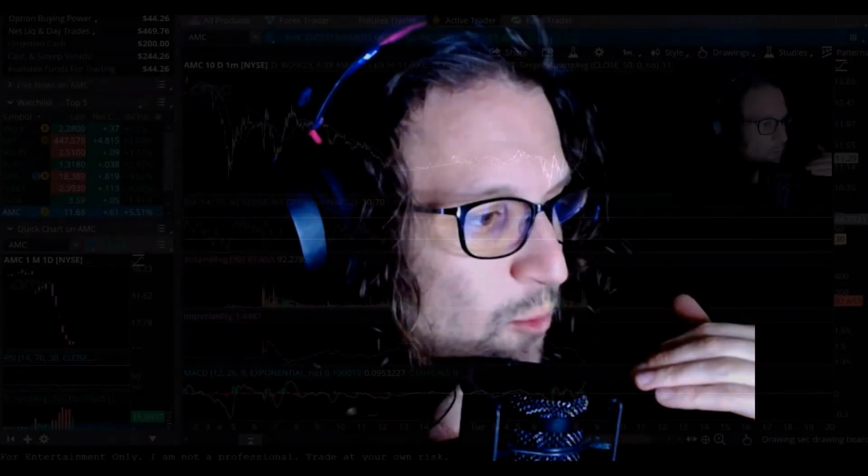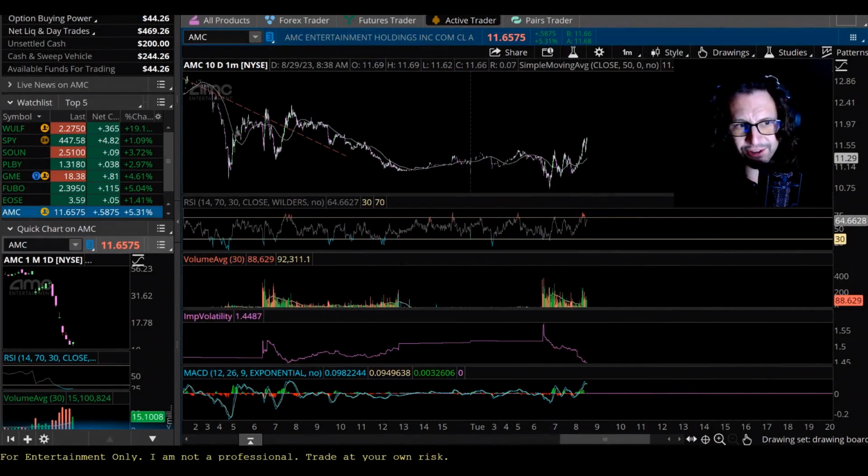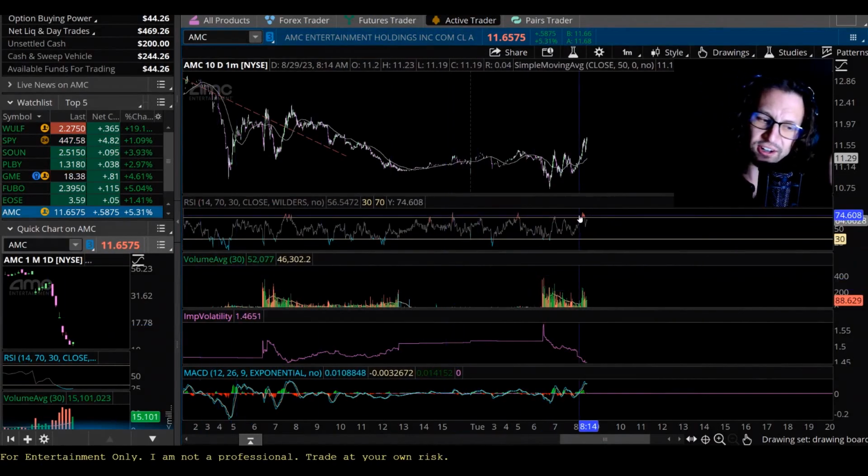We're gonna start with AMC and GameStop. As always, people want to see these first, so here you go. Up front, it looks like AMC is starting to find a bottom.